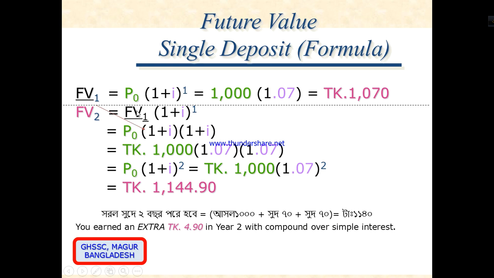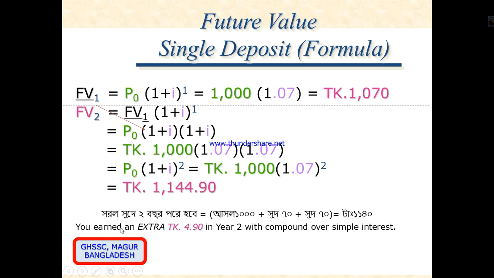If we segregate this amount, the formula will be future value equals present value times 1 plus I, and again 1 plus I. That means 1,000 taka times 1.07 times 1.07. That means P0, the principal amount, times 1 plus I to the power n. N means here 2 years. So if we calculate in total, the amount will be 1,144.90.